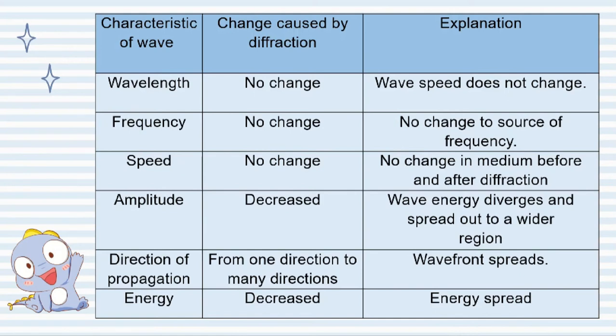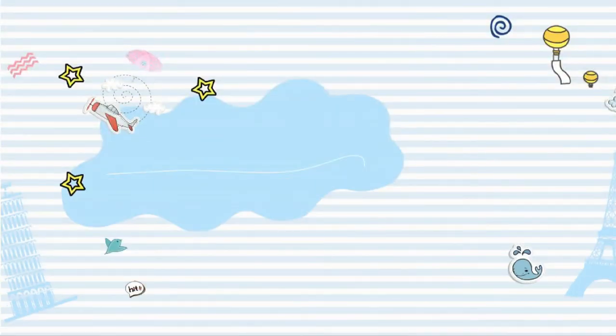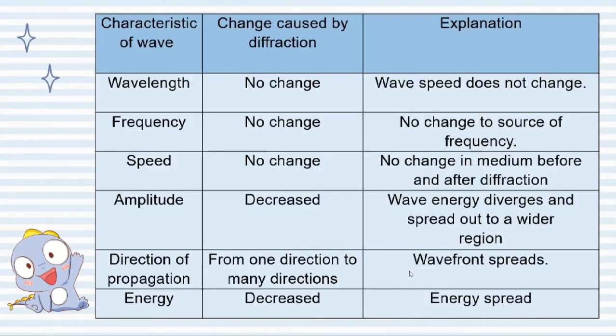So you need to remember 3 that do not change. First one, wavelength, second, frequency, and third one, speed. The amplitude will decrease because the wave energy diverges and spreads out to a wider region. For the direction of propagation, it will change from one direction to many directions because the wavefront spreads. The energy will decrease because the energy spreads.